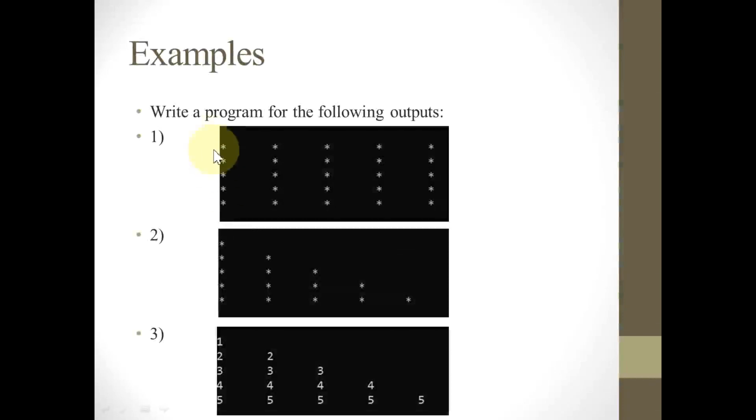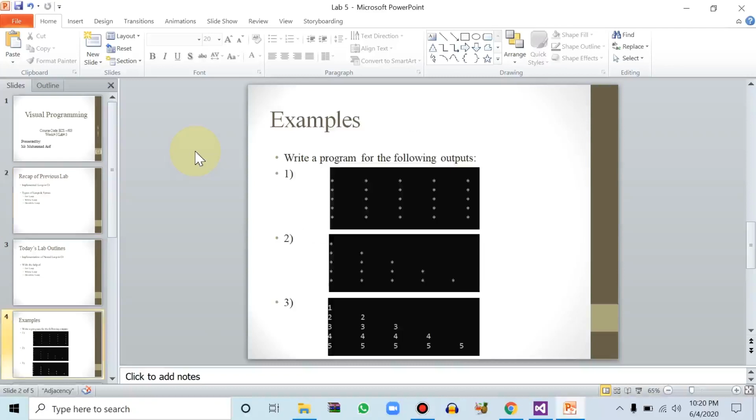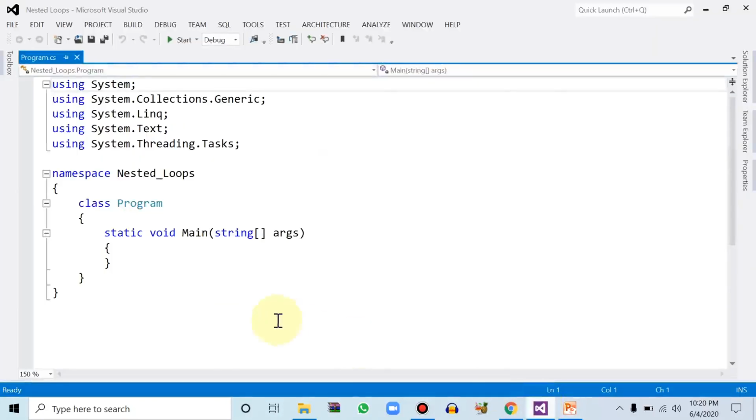So let's start. Students, we will be solving some examples in which a few outputs are available. First we will implement and achieve these outputs, including this one. Here we have 5 columns and 5 rows. With the help of a nested loop, we will implement these outputs. So let's start coding. First we will use the for loop.